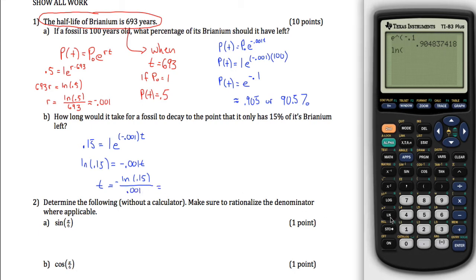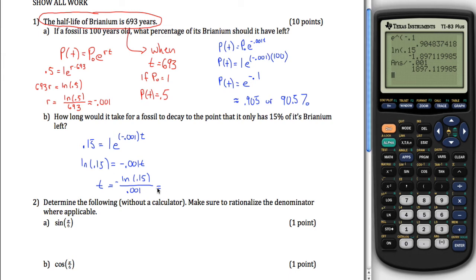Got a natural log button here. Natural log of 0.15. Then we want to divide that by negative of 0.001. And what we get is this number. T is approximately, what, 1,897 years? So how long would it take for a fossil to decay to the point that it only has 15% of it left? Approximately 1,897 years.